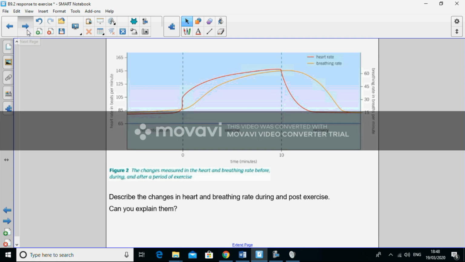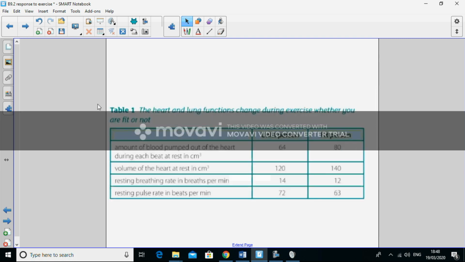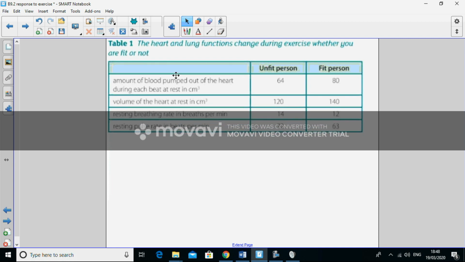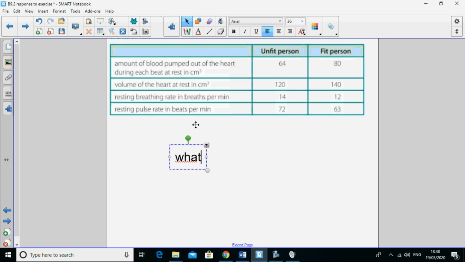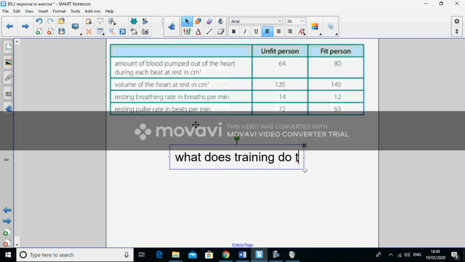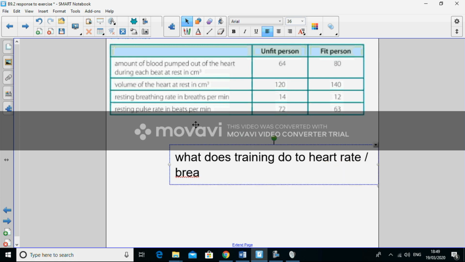Let's move on. A little bit of data. Just have a look at this data. You've got an unfit person and a fit person. I would like you to make notes now, please, in your book on the differences that training will do. So what does training, as in physical training, do to variables such as heart rate, breathing rate, and so on?